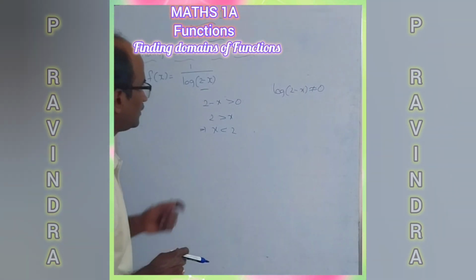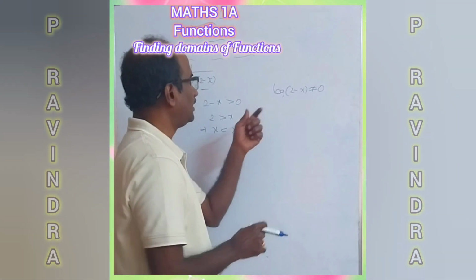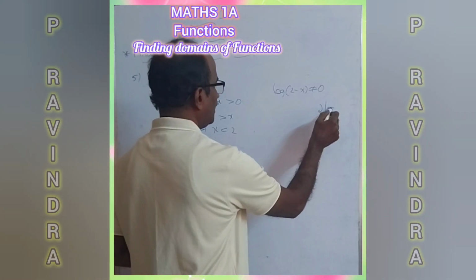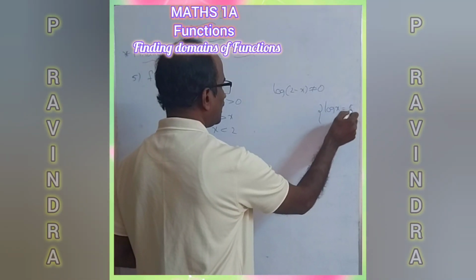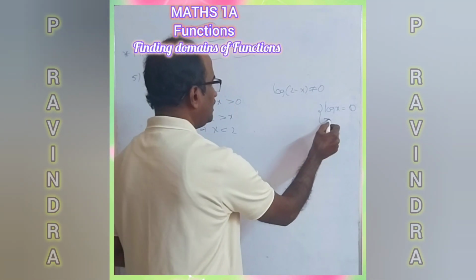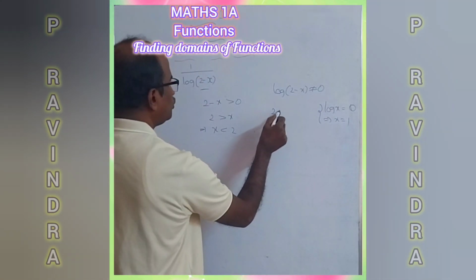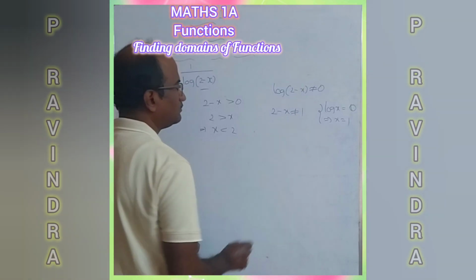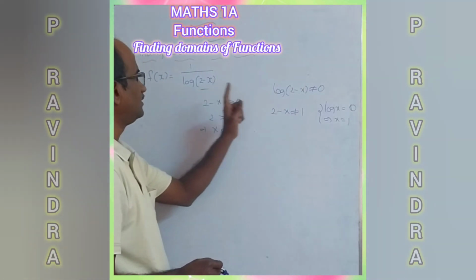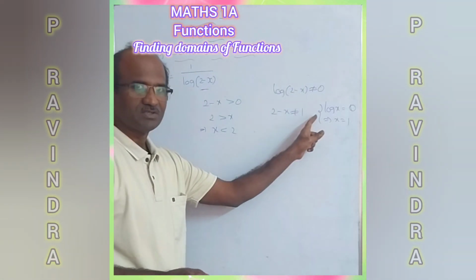Okay. Now from logarithms we know log x is equal to 0 only if x is equal to 1. So applying this concept here, 2 minus x must not be equal to 1 because in the denominator log of 2 minus x must not be equal to 0.